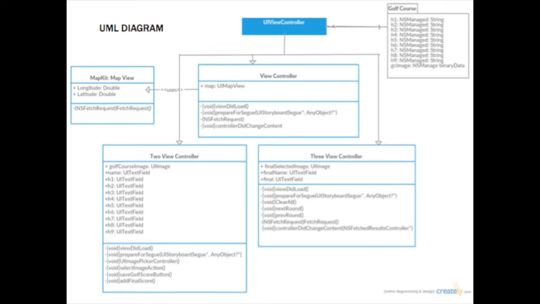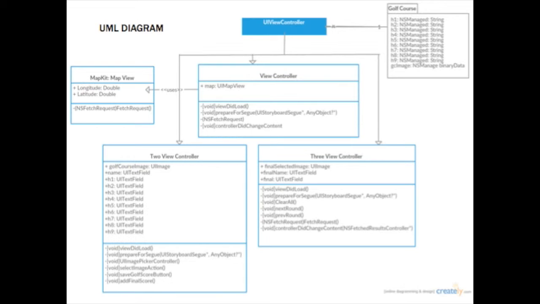Now the second view controller will have a golf course image, which is the UI image, a text field for the round name, and text fields for holes 1 through 9, as well as view did load, preparing for a segue to the third view controller, an image picker controller. It'll allow you to select image action, save golf score action, as well as add the final score.